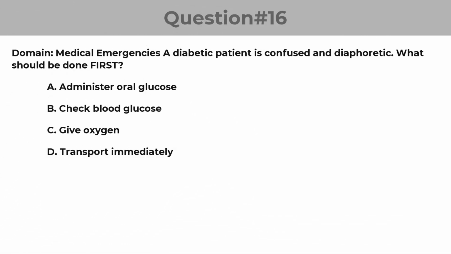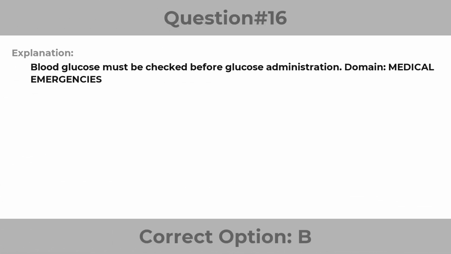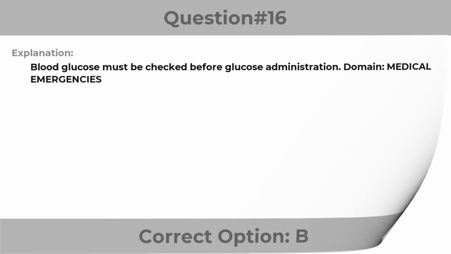Question 16. Domain, medical emergencies. A diabetic patient is confused and diaphoretic. What should be done first? A. Administer oral glucose. B. Check blood glucose. C. Give oxygen. D. Transport immediately. Correct answer, B. Explanation: blood glucose must be checked before glucose administration.